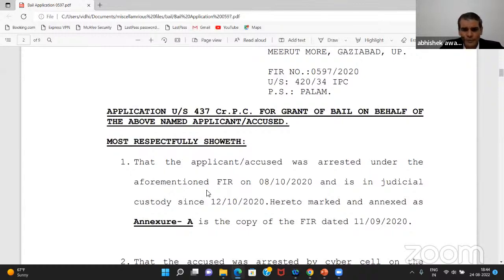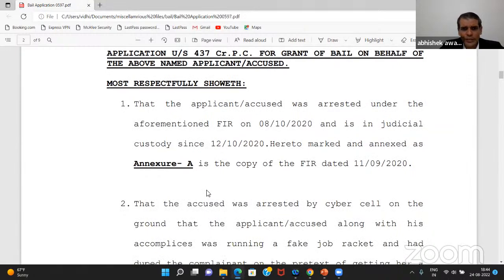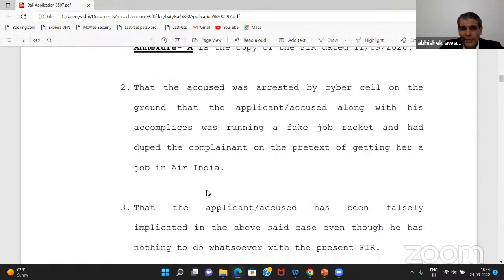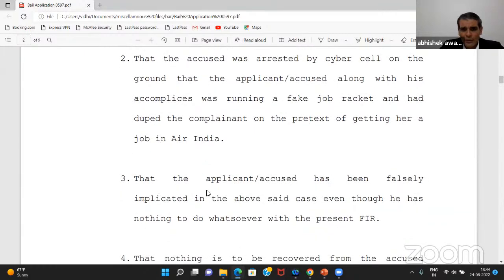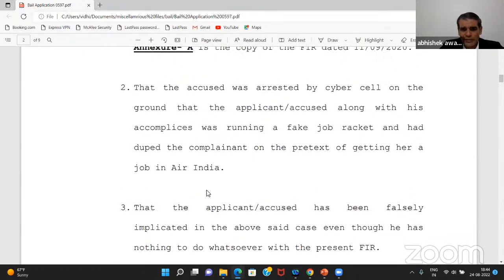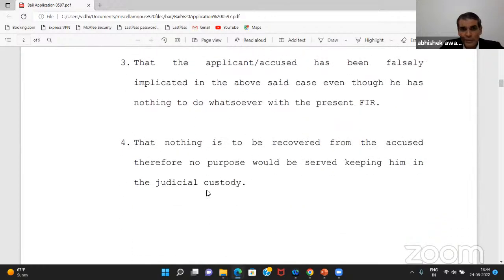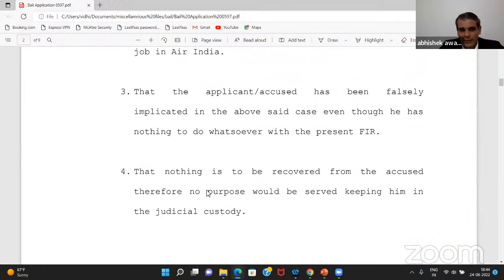Therefore, just go through it. First is a formal para. Second comes again a formal para, showing that he had been arrested, and from where he was arrested. Now comes the real content.